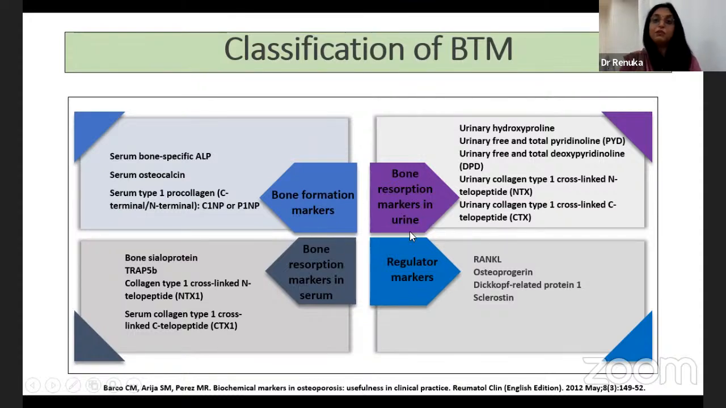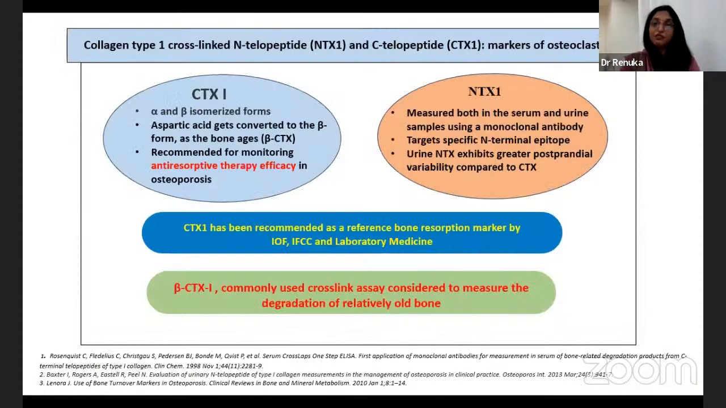However, when we look at the resorption markers present in the urine, it is a little cumbersome process. It needs to take into consideration the renal function, the correction with creatinine, and it takes 24-hour samples. So that being the case, it is the serum markers which are actually being used. Of these so many markers, there are two markers which have been recommended by the IOF, IFCC, and laboratory medicine. One of them is the collagen type 1 cross-linked telopeptides, that is NTX1 and CTX1, also known as beta cross-laps, which are markers of osteoclast activity.